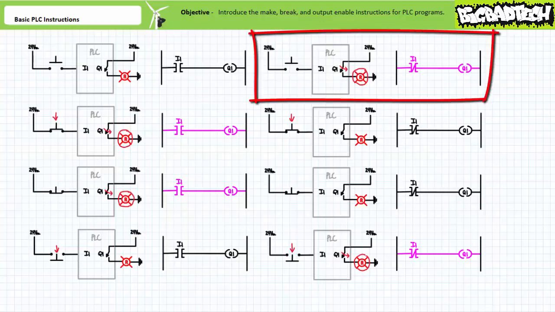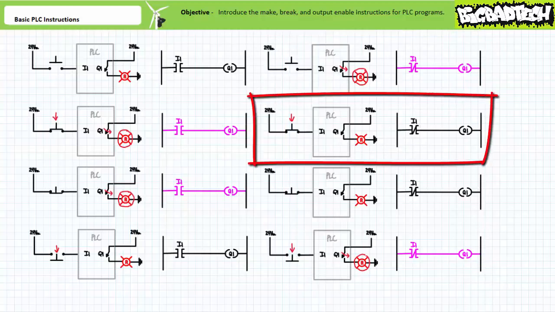Consider a normally open switch in the deactivated open state, instantiated in a PLC program as a break instruction. In the deactivated open state, this switch delivers a logical 0 to the input, and the break instruction does allow logical continuity, and the output is energized.